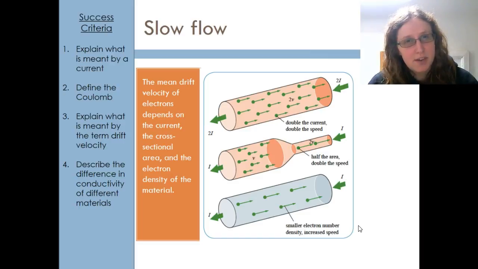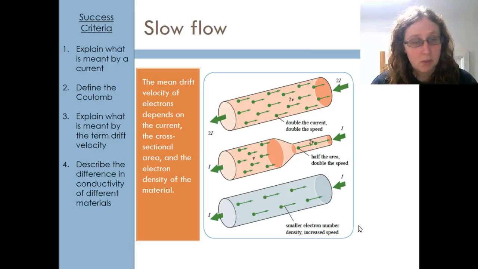If we think back to the rearrangement we had, I have I over A, N, E equals V. N was on the bottom and everything else stays the same, so V is inversely proportional to N. So if I halve N, I'm going to double V. If I double N, I'm going to halve V.